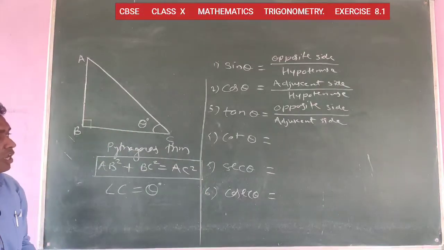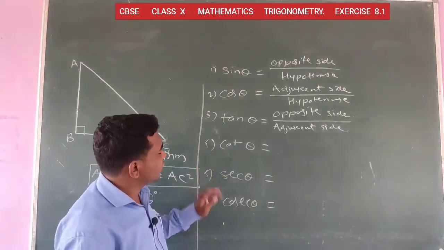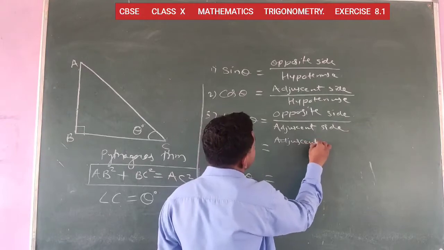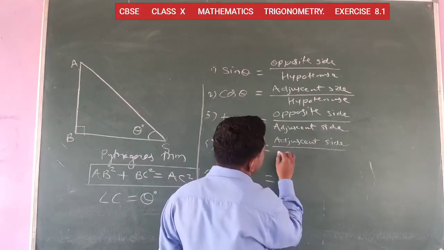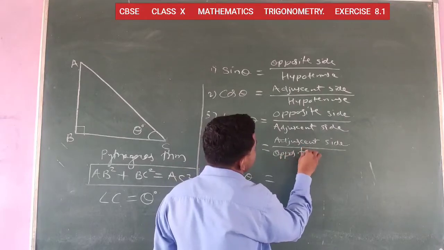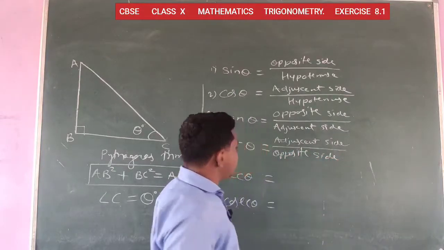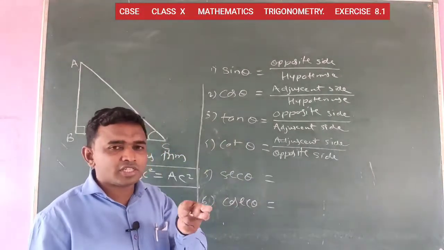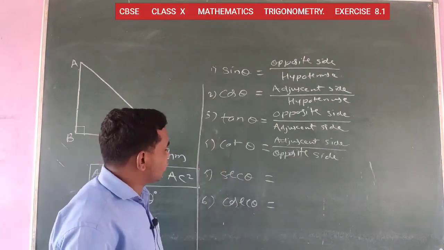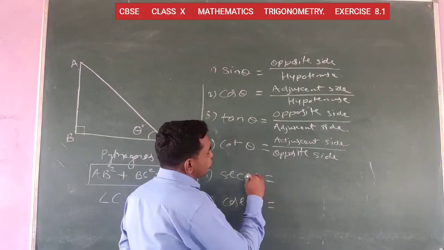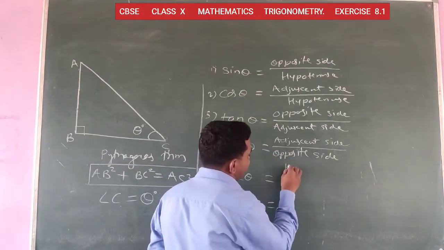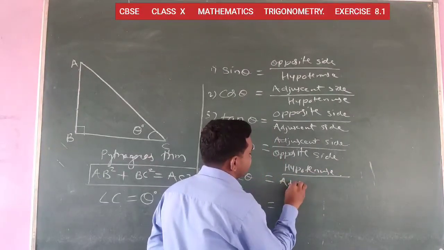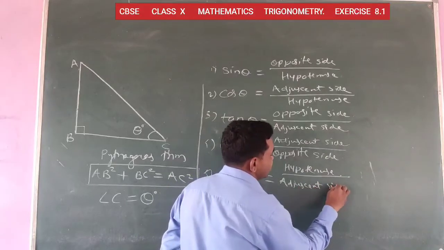Now cot theta is exactly opposite to tan theta. That means adjacent side upon opposite side. What is the formulation for cot theta? Adjacent side upon opposite side. That means tan theta and cot theta are inverses of each other. What is the formulation for sec theta? Sec theta is the inverse of cos theta, so hypotenuse upon adjacent side.